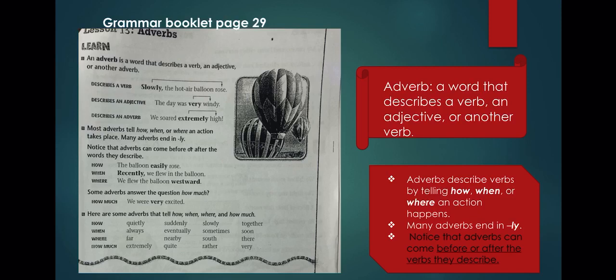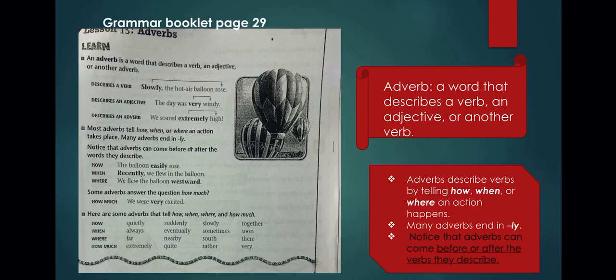So what do you mean by an adverb? You have some examples here. The first one describes a verb: Slowly, the hot air balloon rose. Slowly here describes how the balloon rose. The verb, rose, is the past tense of the verb rise. So slowly describes the verb rose. How did it rise?